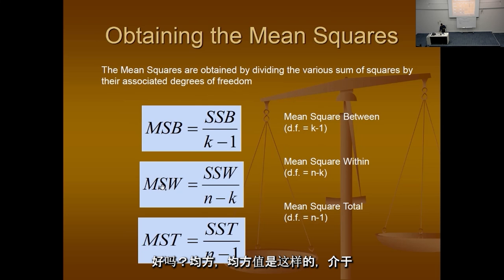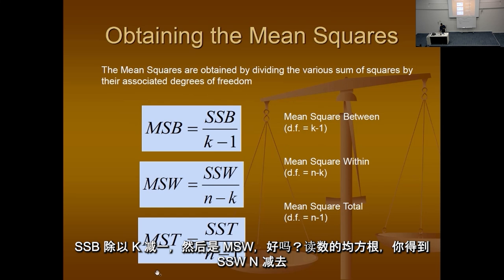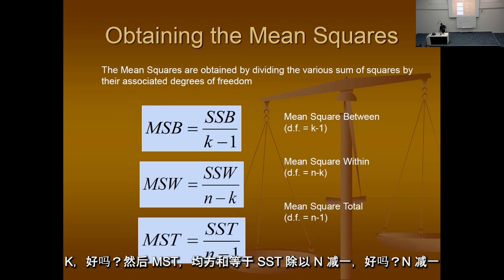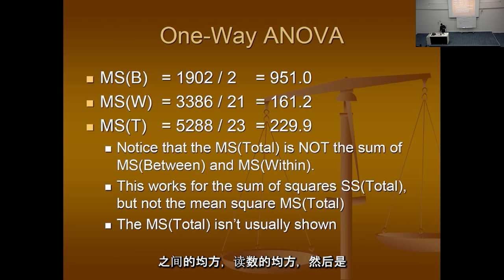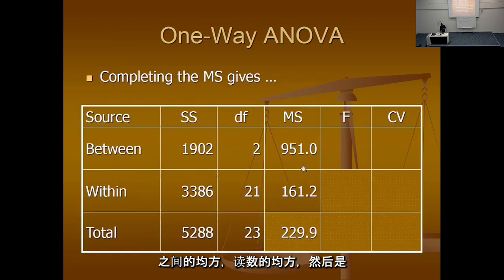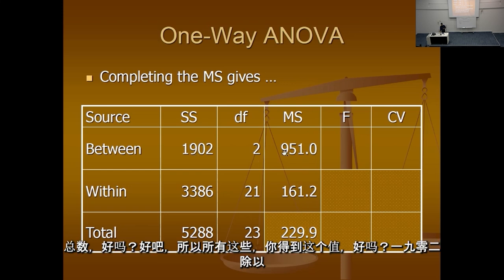And the mean square. Mean square of between is SSB divided by K minus 1. And then MSW, mean square of within, is SSW divided by N minus K. And then MST, mean square total, is equal to SST divided by N minus 1. N minus 1 is all the observations among all the 3 categorical classes. So you get the mean square for the between, the within, and the total.